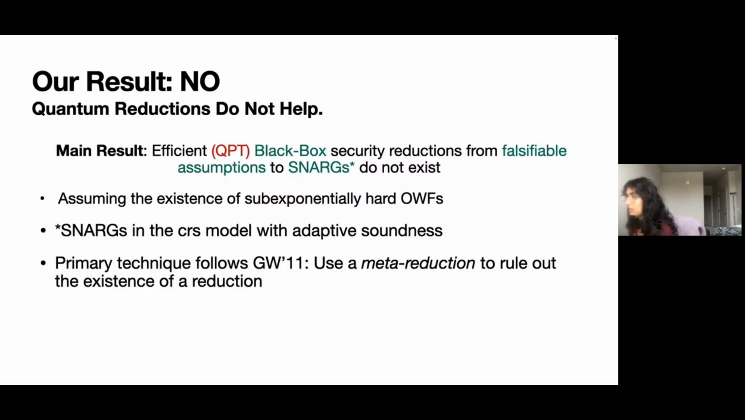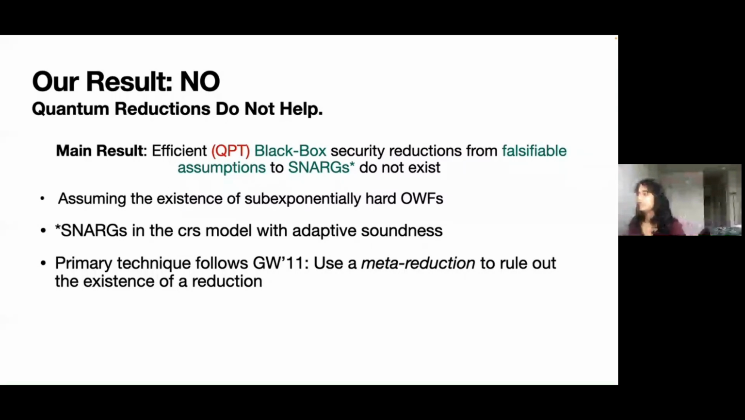Yeah. So actually, one of the first SNARG constructions, by Kilian and Micali, was SNARGs in the random oracle model, but they consider non-adaptive soundness. So actually, SNARG constructions in the random oracle model are known. They just have weaker soundness guarantees. So that's why they exist. And the Gentry-Wichs result didn't rule them out.